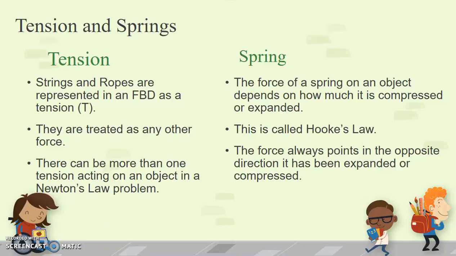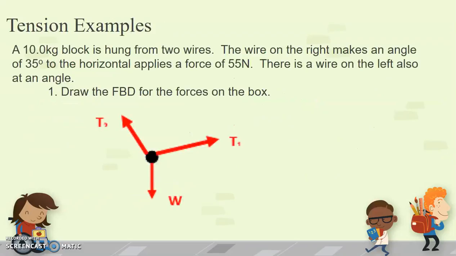They are treated as any other force, and there can be more than one tension acting on an object in a Newton's law problem. Also, the force of a spring on an object depends on how much it is compressed or expanded. And this is something called Hooke's law. And the force always points in the opposite direction that it has been expanded or compressed. So we're going to jump right into some examples when it comes to tensions.